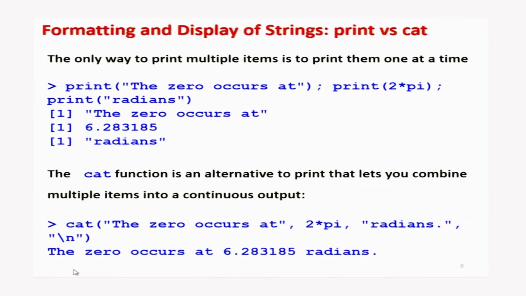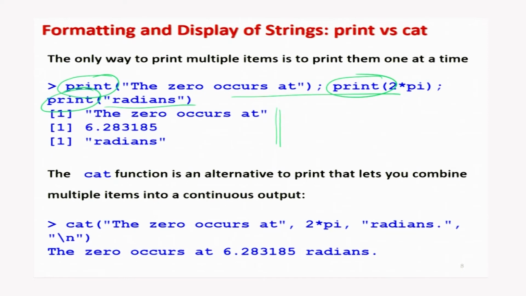the print and cat. So I take the same example which I just took, where I wanted to print the 0 occurs at 2 pi radian. Once you use the print command with each and every character or numeric value, it is going to print the outcome in 3 different lines, but you may want to have it on a single line.